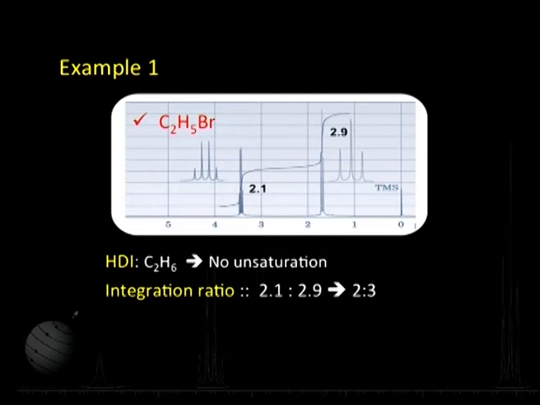The next step is to look at the integration ratio. There are two signals, this one having an integration of about 2.9 units and this signal about 2.1 units. If I work out the simple ratio between the two, it is about 2:3. They are not exactly 2:3, but the simple ratio is 2:3, which is fine. Now, 2 plus 3 gives 5, and we know that there are 5 protons in the molecular formula. So, this signal is a consequence of 2 protons, and this one is because of 3 protons. So, we have identified how many protons are causing each signal.